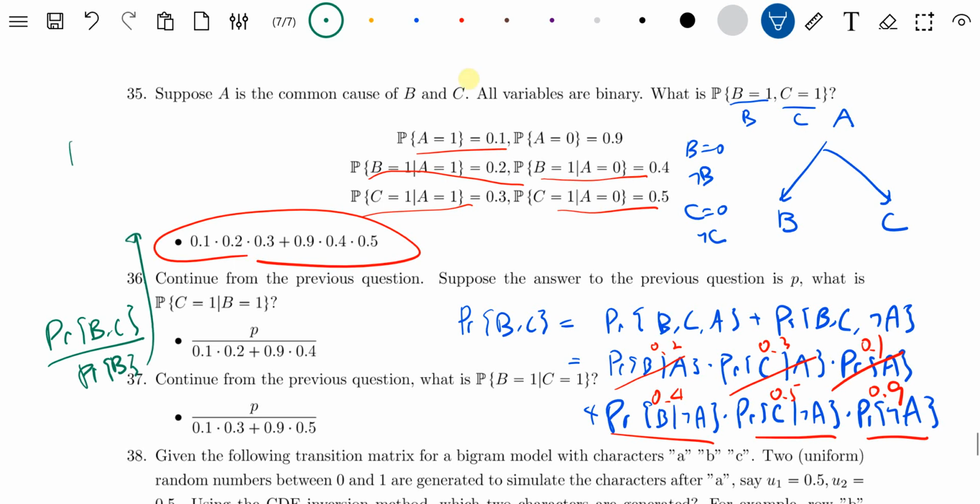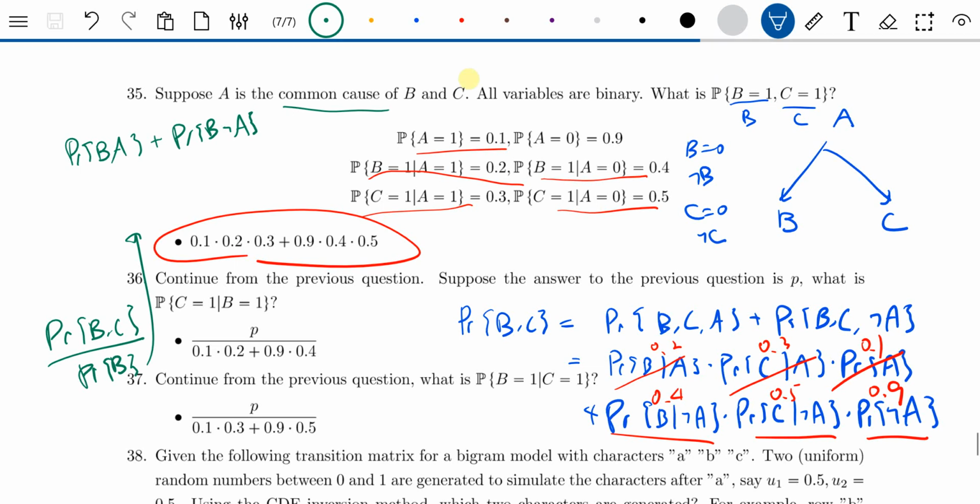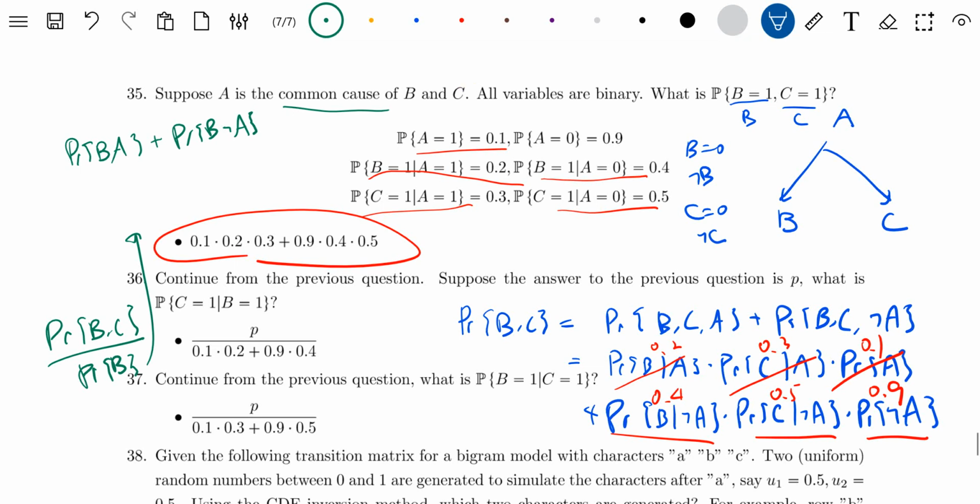And let's do the same thing for B. So B is just BA plus B not A. Because of this common cost structure, B and C are independent given A. So I can add all combinations of C, but it's not necessary, because if I add C, A and C, then they will be independent.